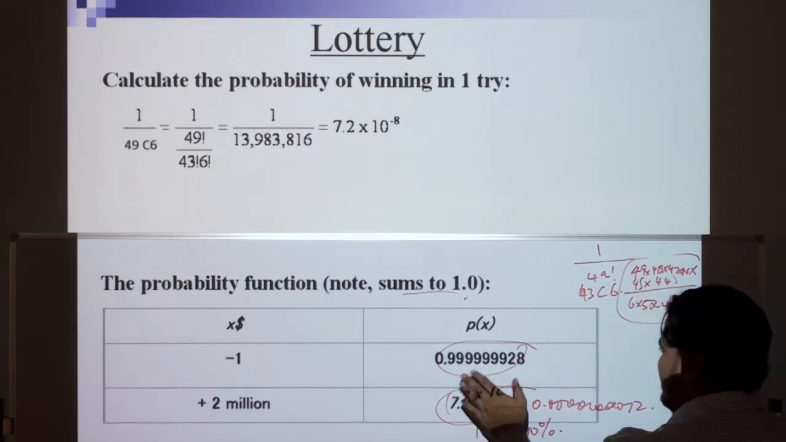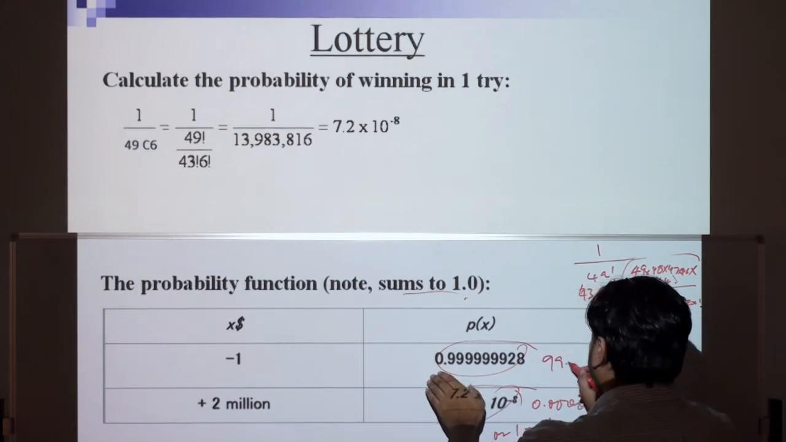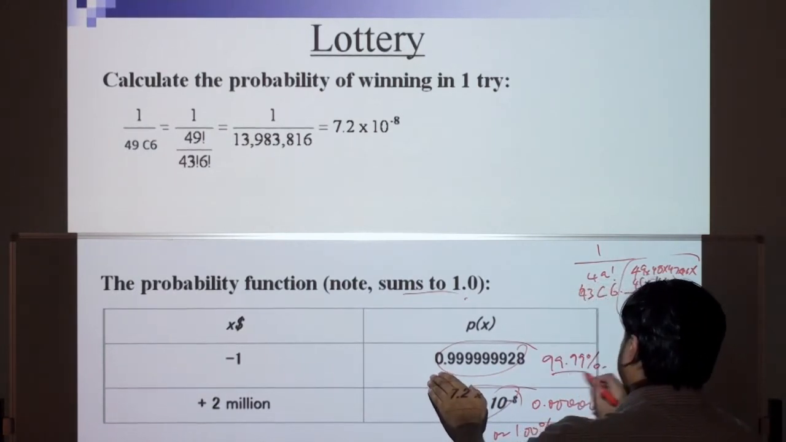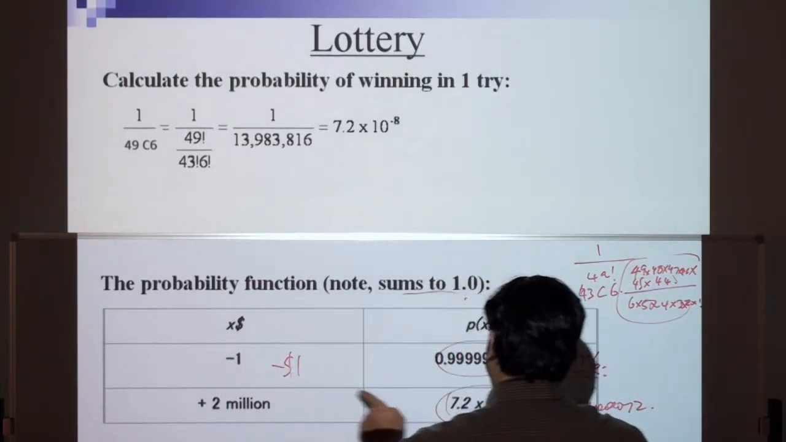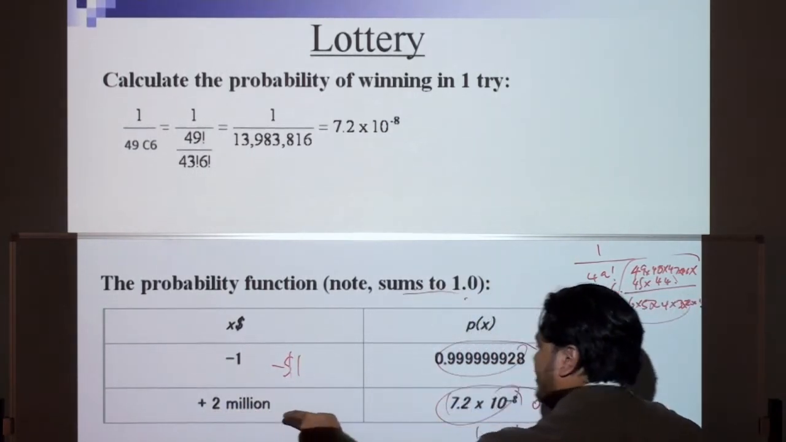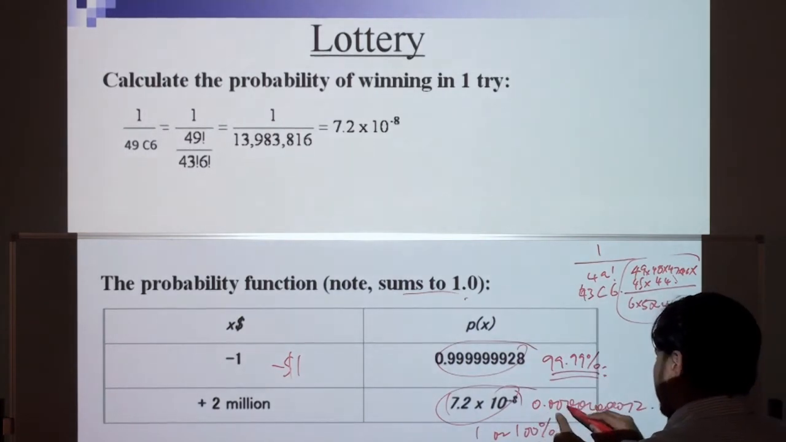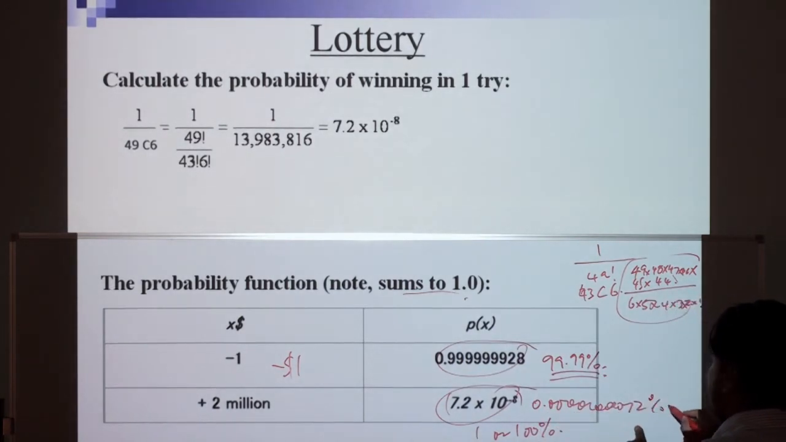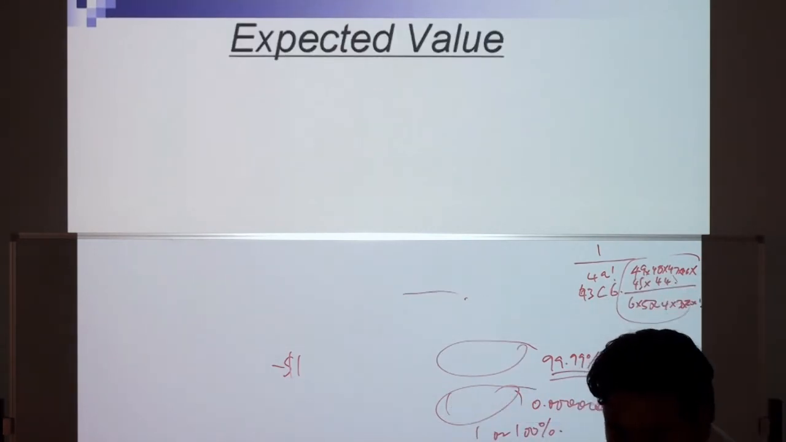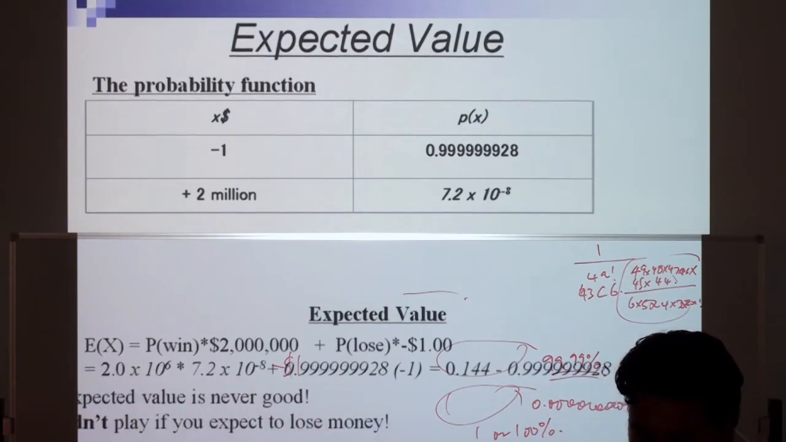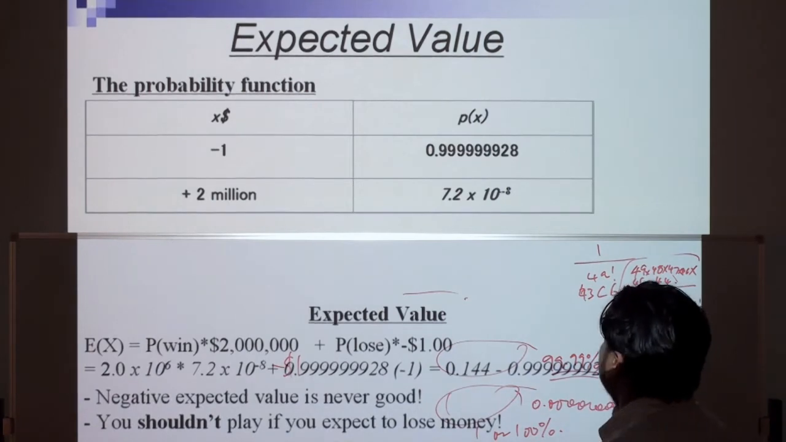Basically what it's saying is you have a 99.99% chance of losing $1. You're going to lose $1. But to win $2 million, you only have a 0.0000072% chance to win. Now, what does that mean?